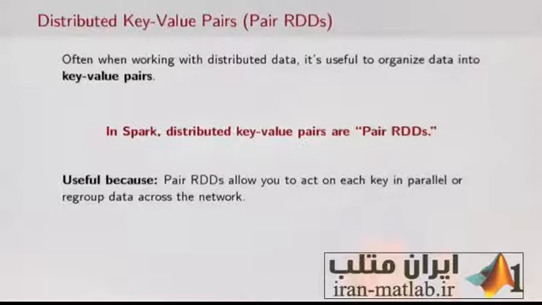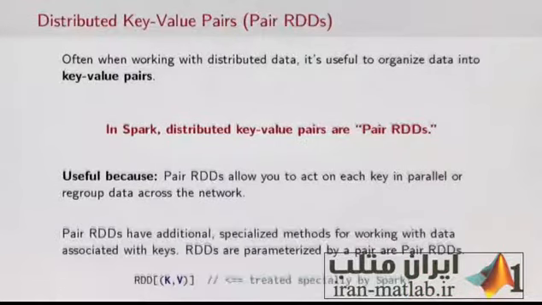And they're particularly useful because they allow you to do special operations per key in parallel, and they allow you to group data by keys across the network. Very importantly, pair RDDs come with special methods for working with data that's associated with a corresponding key. That is, pair RDDs have extra methods related to keys that regular RDDs don't have.